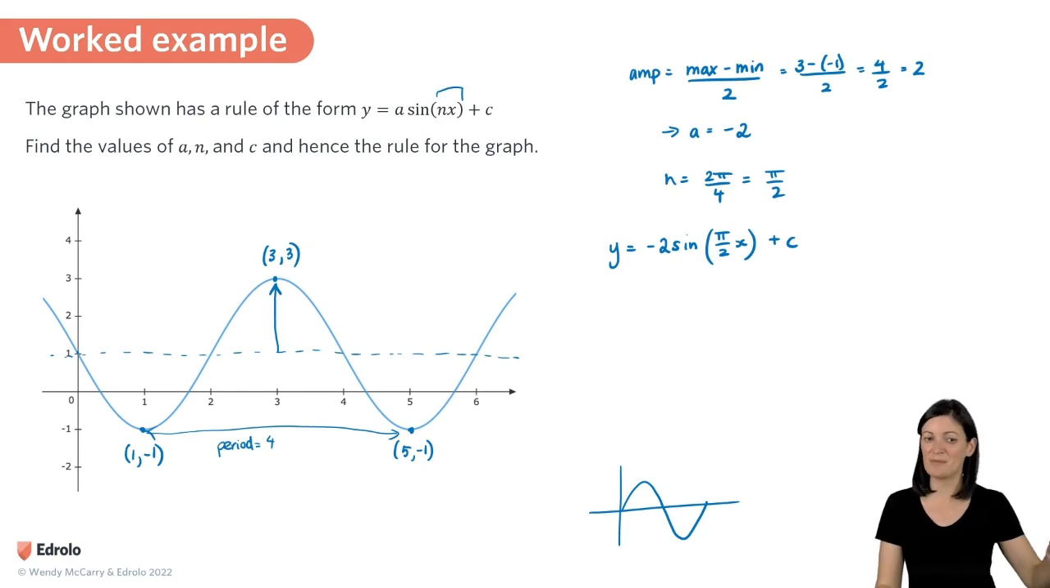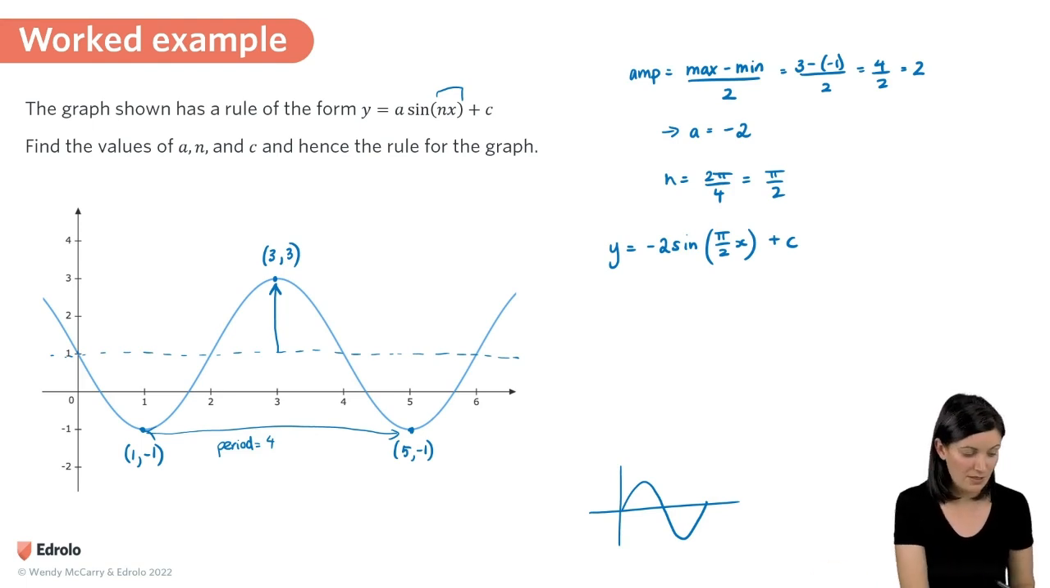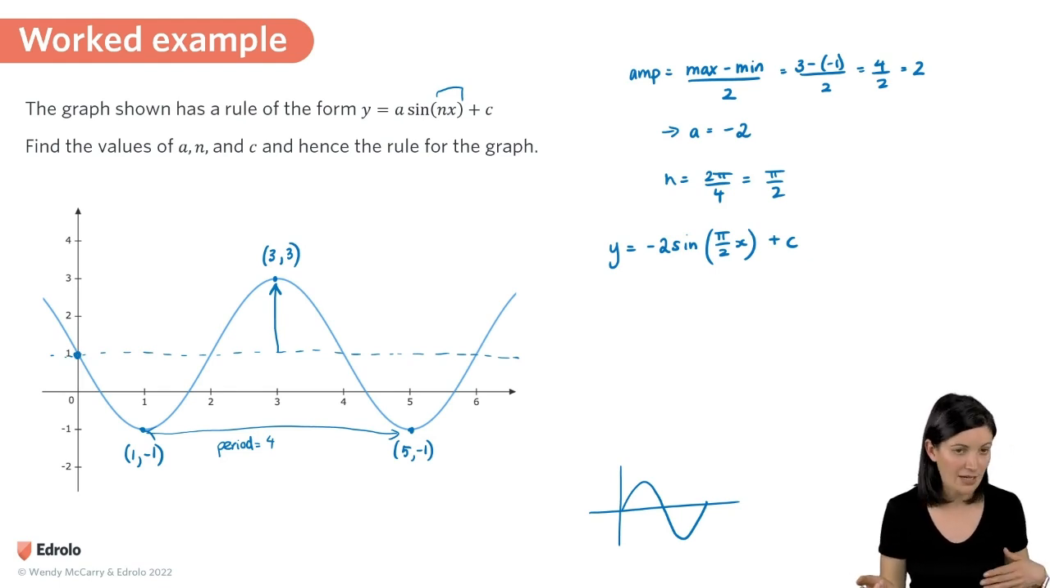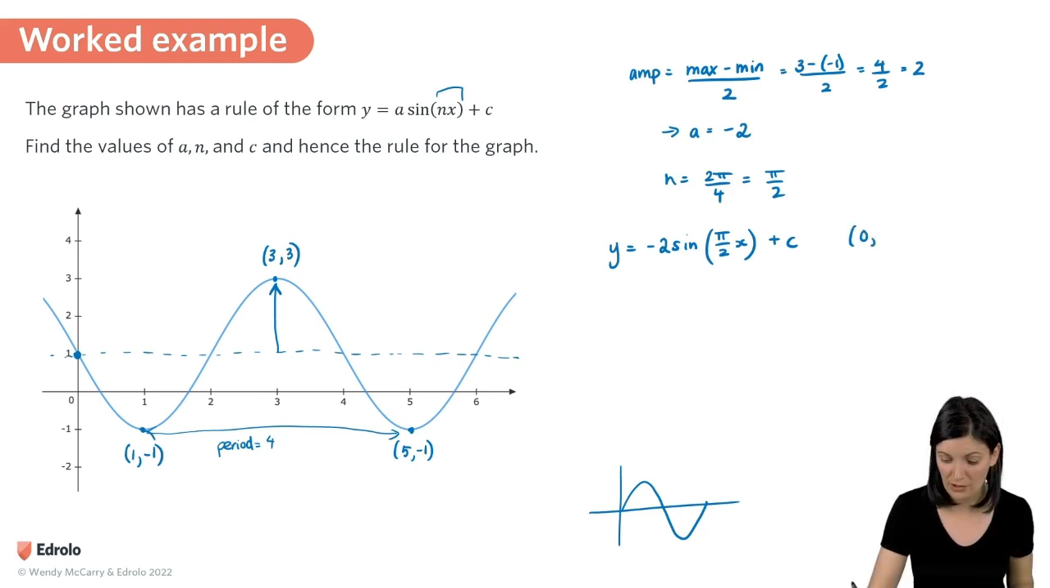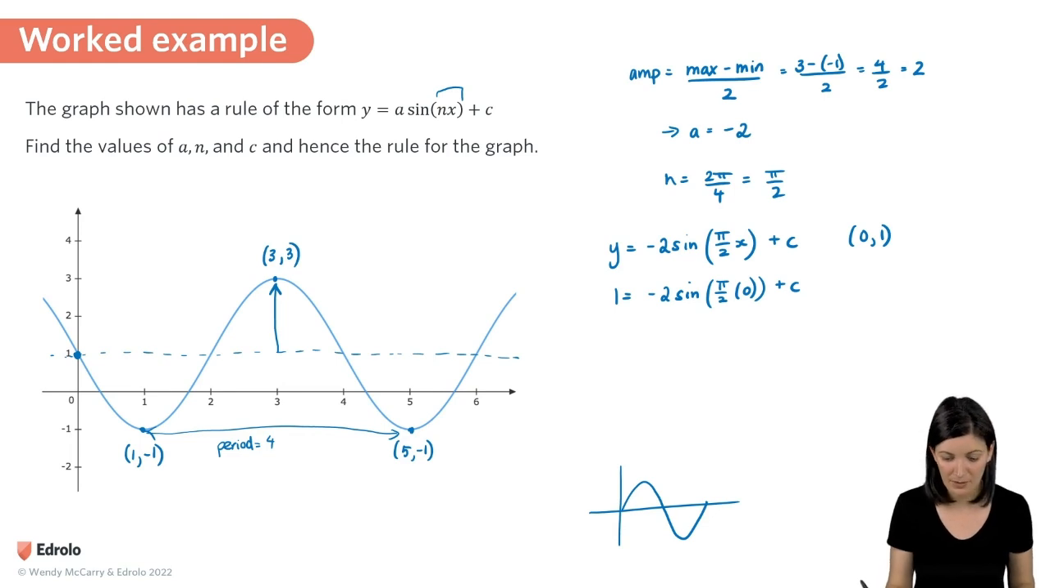You probably know what c is, but I'm going to take you through it just in case it wasn't obvious, how you would look at it algebraically. What you can do is pick any point on this graph and substitute it in for x and y to solve for c. The most obvious point that you could choose here is one of your axis intercepts. So very clearly, we've got (0, 1) on that graph. So I'm going to sub in the point (0, 1). So y is 1, x is 0, plus c, and I'm going to solve for c.